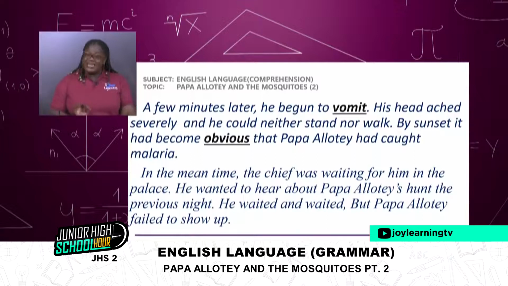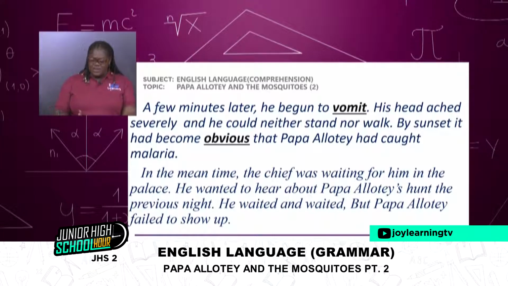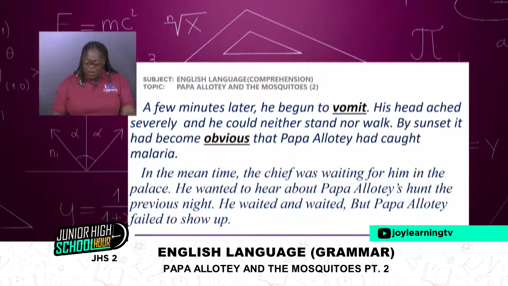A few minutes later, he began to vomit. His head ached severely and he could neither stand nor walk. By sunset, it had become obvious that Papalo had caught malaria. Oh my goodness. Now, in the meantime, the chief was waiting for him in the palace.